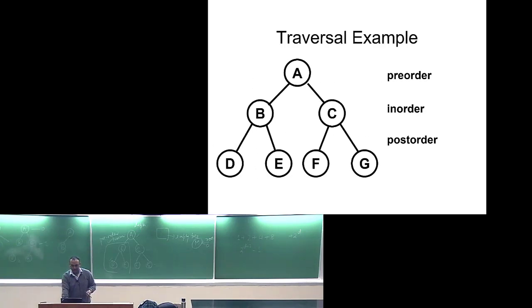Let's do the traversal. Pre-order traversal. How should we traverse the tree? Okay, in pre-order. What's the algorithm for pre-order?